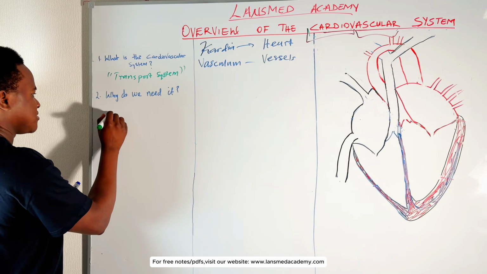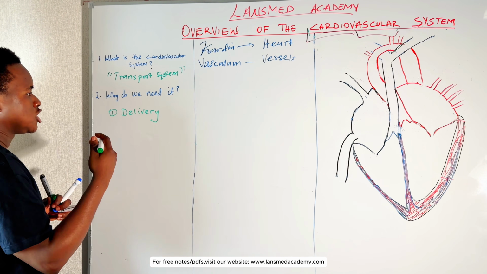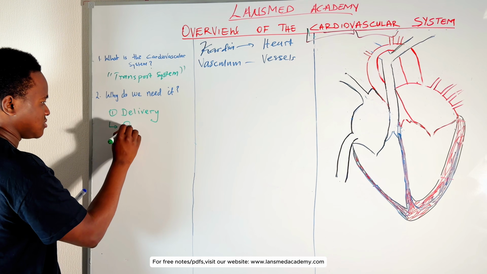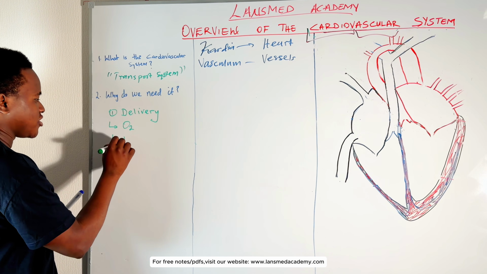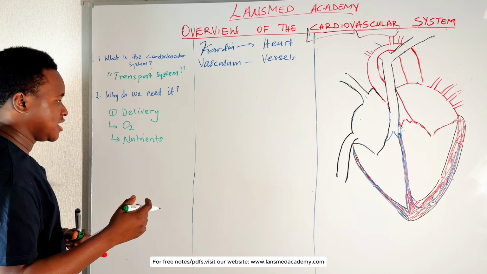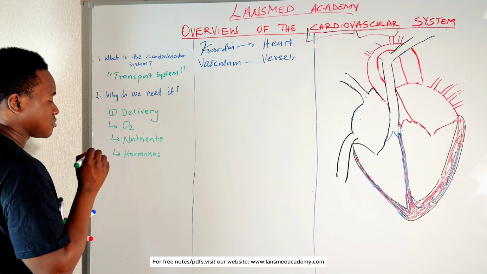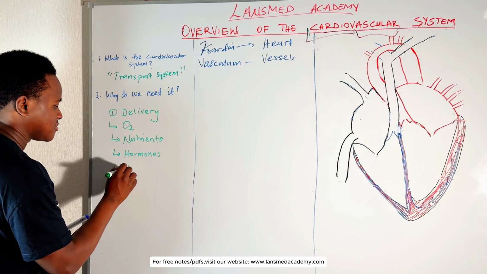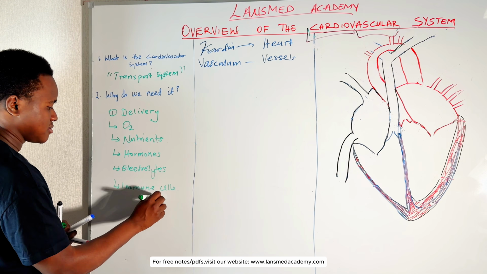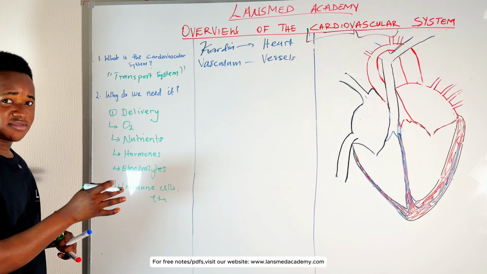Number one, delivery. The cardiovascular system does delivery of oxygen, nutrients to the various parts of the body where they are needed, hormones, electrolytes, and immune cells, etc. So that is one of the functions or reasons why we need the cardiovascular system.